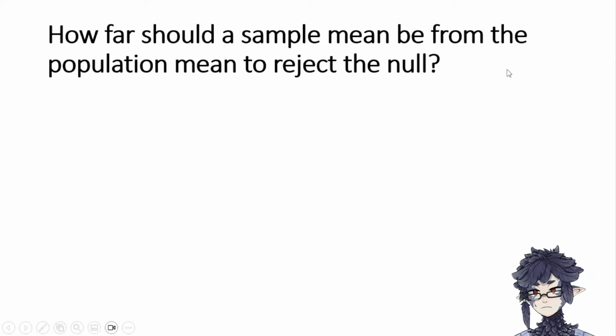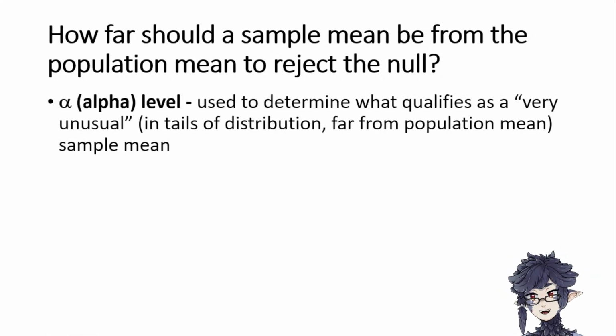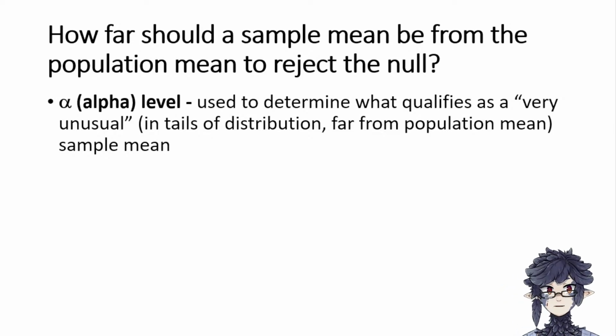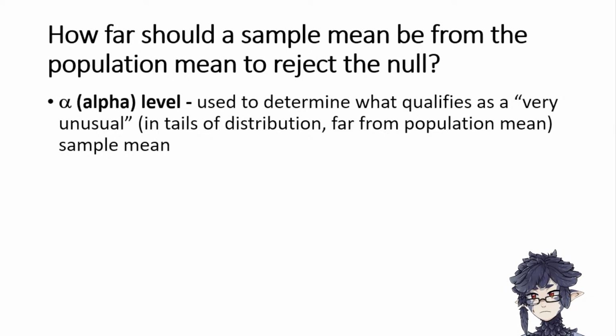Which leads us to something called the alpha level. The alpha level is something that we in statistics use to determine what qualifies as a really highly unusual sample. Like, a sample that would be super unlikely to get in a world where the null is true. A sample that falls really far away from the population mean. That would be really unlikely to pull a sample with that average out of the population.